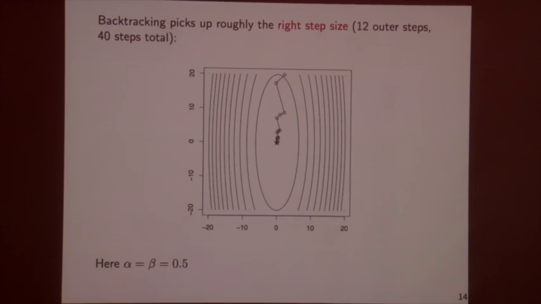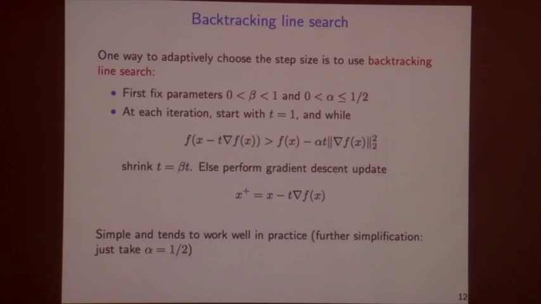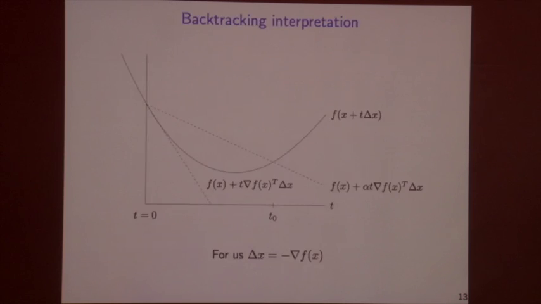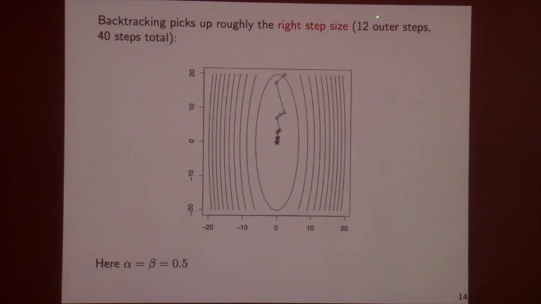Okay, so now that we're introducing backtracking line search, you have to keep track of two things. One is the number of steps that you're making according to the algorithm, and two is the number of inner iterations that you're running with the backtracking line search, meaning the number of these loops. Okay, and this is saying it took us 12 outer steps, meaning 12 iterations of gradient descent, and 40 steps total, meaning that it took us 28 iterations for choosing the step size.